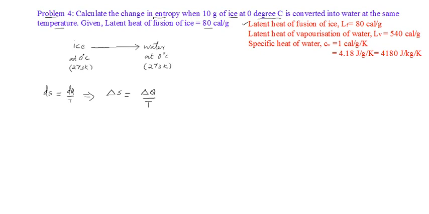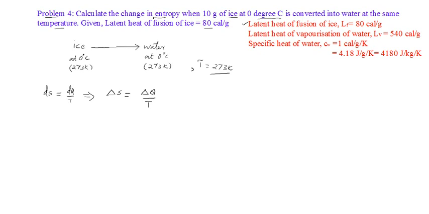So now the question is that temperature has been given, because during the process, temperature remains constant. So you are given the temperature is equal to 273 Kelvin. So there is no confusion regarding which temperature to be used, right? Now the question is how do we get this delta Q?